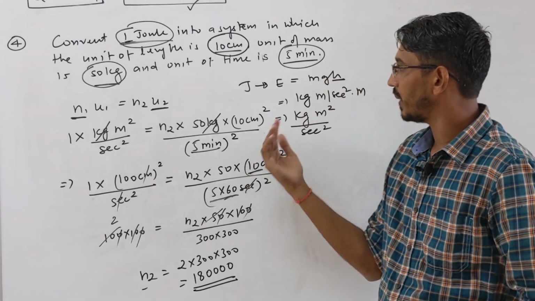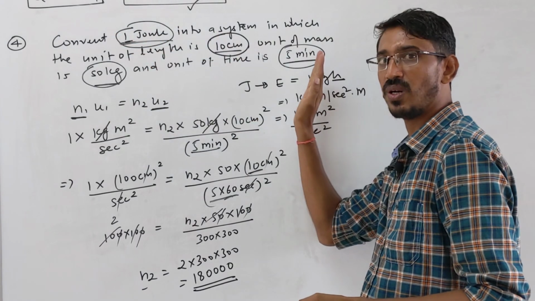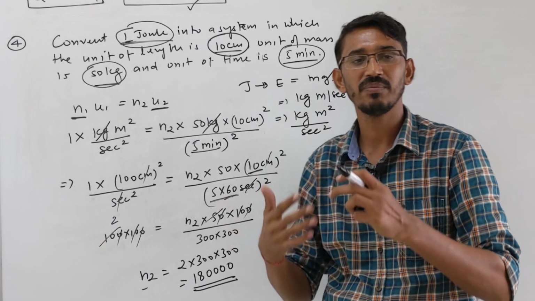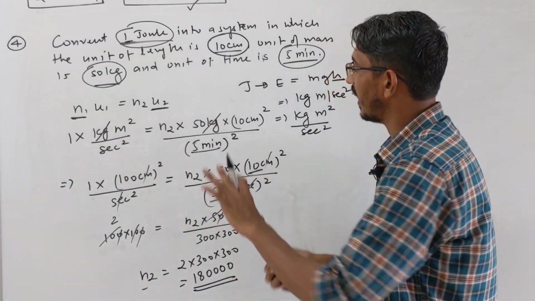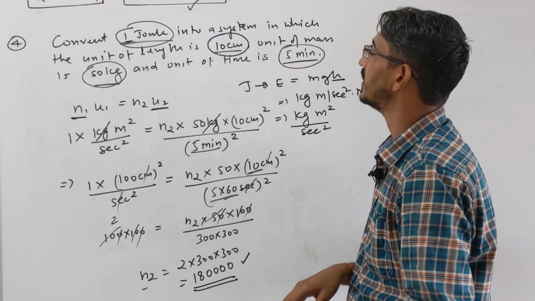Correct. This is the third pattern, in which they don't give the name of the system, like convert 1 joule into CGS, not like this. Convert 1 joule into some system in which the unit of length, mass and time will be given to you. You will directly put in this formula and cancel on both sides to get your answer. So these are the 3 patterns.